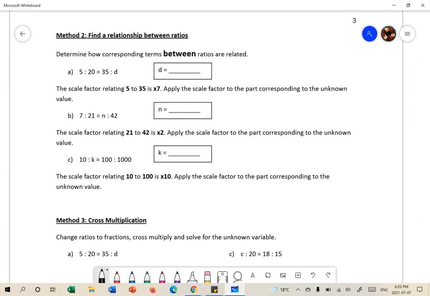You can also find a relationship between ratios. To go from 5 to 35, we multiply by 7. So I'm going to use the same scale factor to find the relationship between the second parts of each fraction. So 20 times 7 is equal to 140.